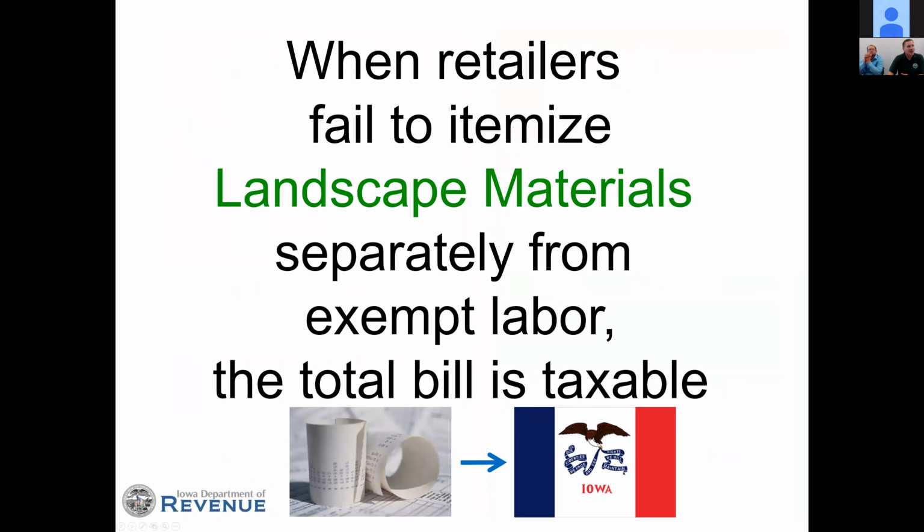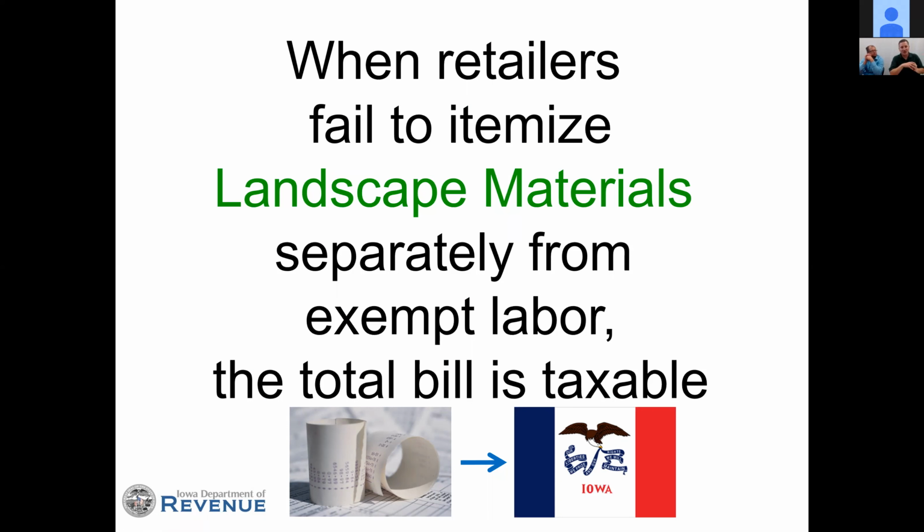All righty, here's the other thing that we get into. When retailers fail to itemize landscape materials separately from exempt labor, the total bill is taxable. So what am I saying here? Let's say that you're doing some landscaping connected with new construction. As we already said, any work connected with new construction, the labor is tax exempt.